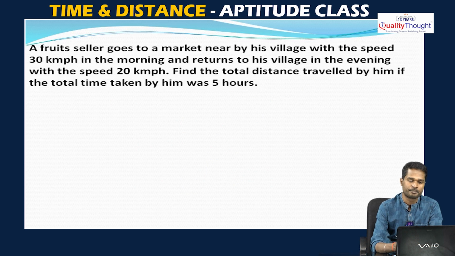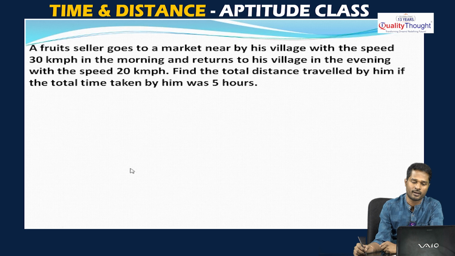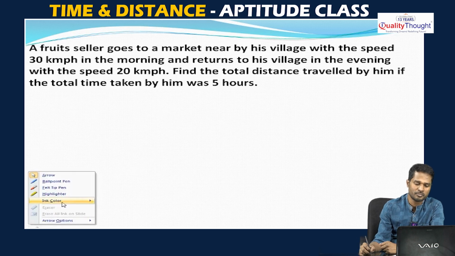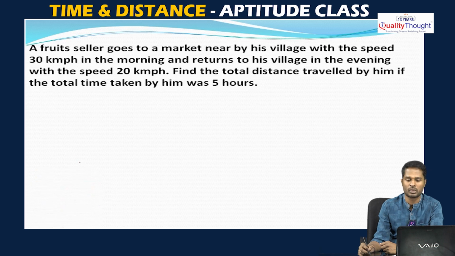The question says, a fruit seller goes to a market near his village with the speed 30 kilometers per hour in the morning and returns to his village in the evening with the speed 20 kilometers per hour. Find the total distance travelled by him if the total time taken by him was 5 hours. See, this is a very simple question. You need to check this question through average speed.